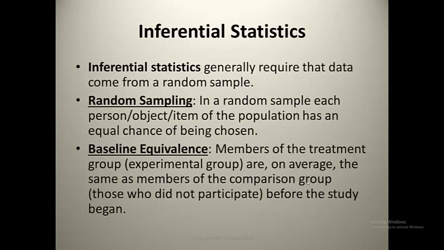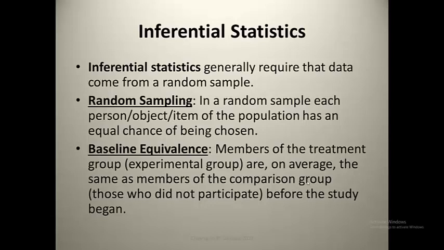Inferential statistics generally require that the data come from a random sample. Okay. Now, in a random sample, each person, object, or item of the population has an equal chance of being chosen. Okay, that's very important.